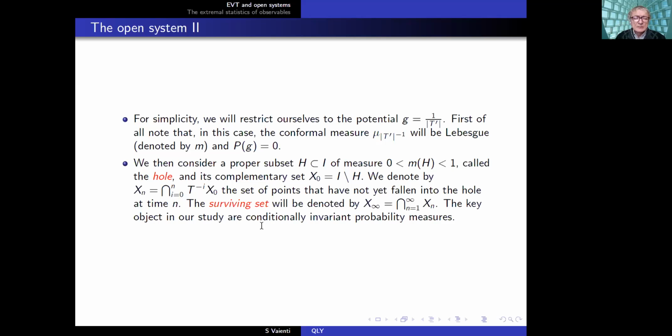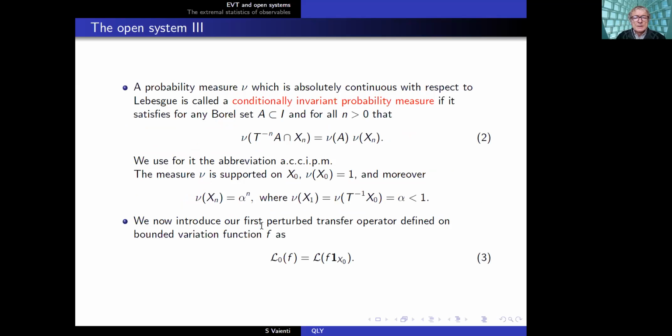I will show you in a moment what these kinds of results are. One of the most important objects which we are going to consider is what we call the conditional invariant probability, which I'm going to define. Why is it important for us? Because in a few minutes I will define a probability in order to study the distribution of the orbits, and this probability will be constructed using this measure, the conditional invariant probability measure. It is defined in a very natural way.